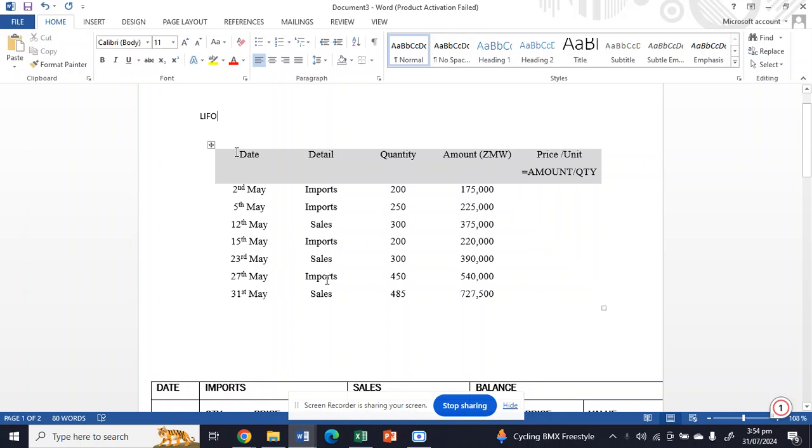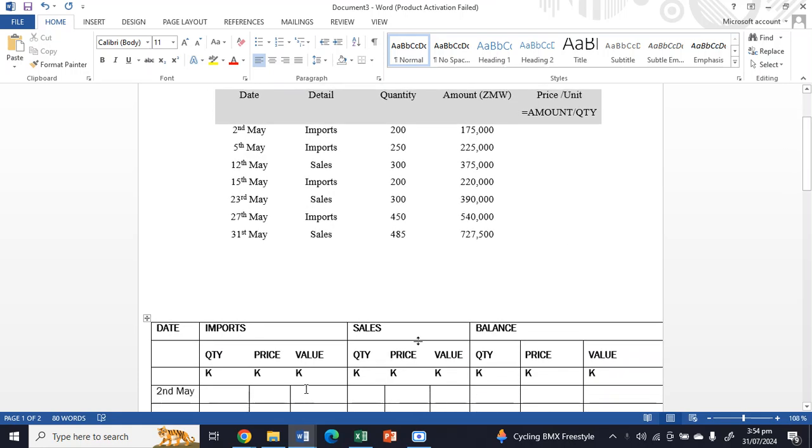Okay, so we're looking at inventory valuation. Last in, first out, where the goods that come in last will be sold first. So we've been given information here: imports, sales and imports, the quantities and the total amounts. The first thing that we need to get is the price per unit, because that information is going to be needed in our stores ledger for the last in, first out.